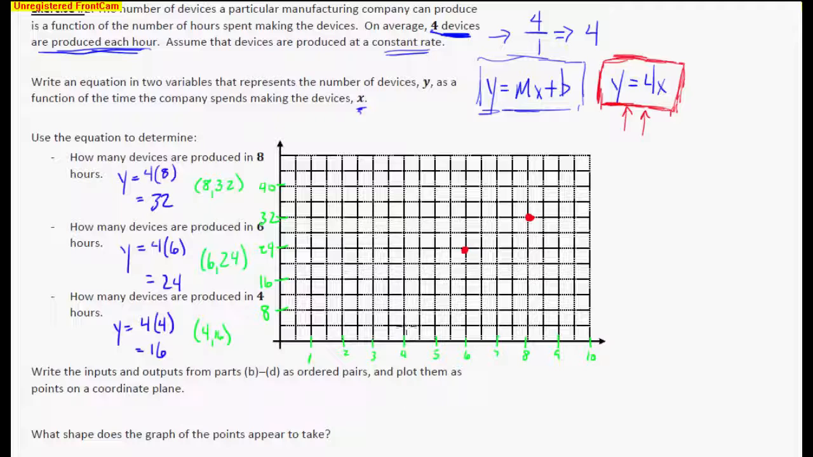4 comma 16 is right there. Okay, and I can do my best. Of course, 0, 0. If my y-intercept is 0, that point still works. So now I've got to try to line these up. That does not look like a good start here. I've got to try to line these up just like that.